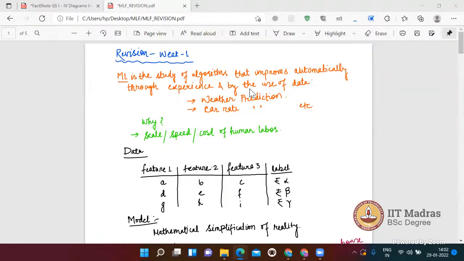So first of all, I'll try to define those things again. Machine learning is simply a study of algorithms that improve automatically through experience and by the use of a lot of data. There is a difference between an ML algorithm and programming. In programming, we write some piece of code and then we run that. But in ML, we develop an algorithm that will learn from a lot of data, whatever data we are giving.